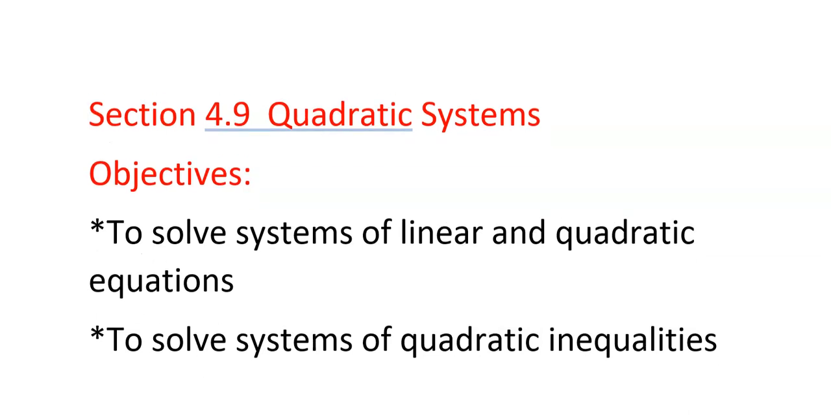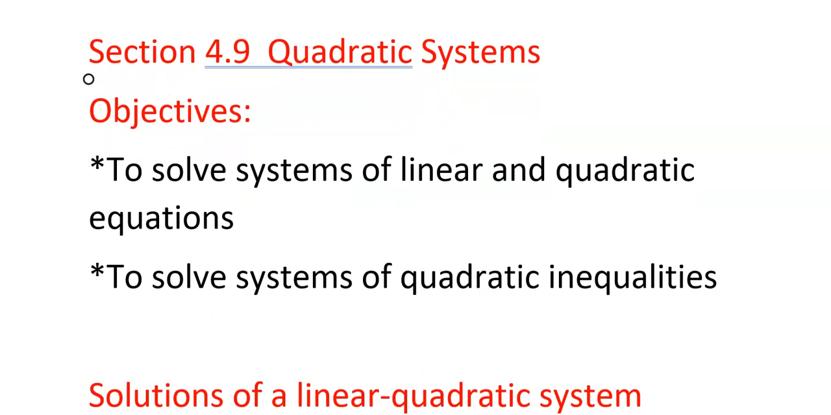Section 4.9, Quadratic Systems. What we're going to do is solve systems of linear and quadratic equations. Sometimes you're going to have a quadratic equation and a linear equation, and you have to solve them together. Sometimes you'll have two quadratic equations. How do you solve those together? So we're going to look at just a few different things, and solving systems of quadratic inequalities. I can't remember if we're going to do that or not. We'll see when we get there.